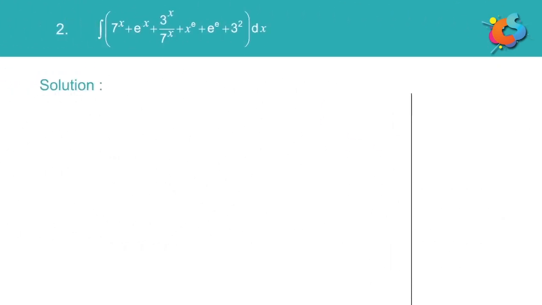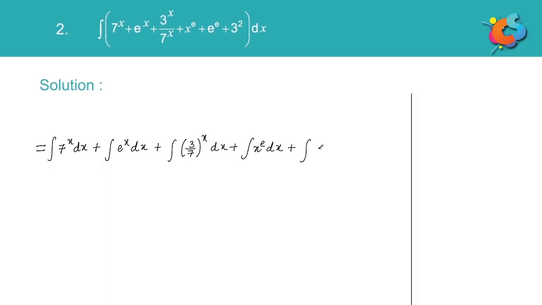One more problem. Here, first let us simplify this problem. This can be written from the sum rule of integration, integral of 7 power x with respect to x plus integral of e power x with respect to x plus here 3 power x by 7 power x can be written as 3 by 7 whole power x plus integral of x power e with respect to x. We know that e power e and 3 square both are constants. I'll combine both and write e power e plus 3 square and I'll integrate this with respect to x.